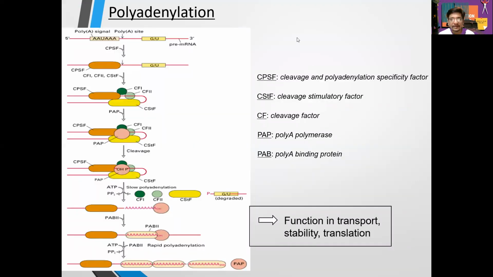Similarly, polyadenylation is carried out by a few proteins: CPSF, CSTF, CF, PAP, and the PAB, the poly A binding proteins. Just now I told you, they're going to play a very, very important role in the transport, in maintaining the stability, and in the translation taking place later on.